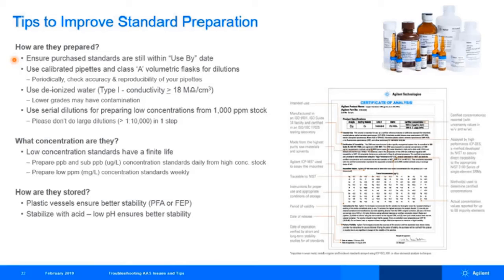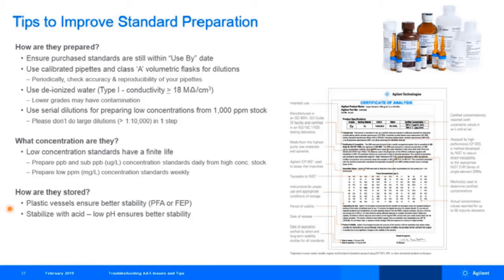Of course, we need to make sure that our standards are within their use-by date. We want to make sure that we're working with the best calibrated pipettes and grade A glassware to make sure that we can achieve the best accuracy. Are you periodically checking the accuracy of your pipettes? We also want to make sure that we're working with pure, deionized water, to ensure there's less chance of contamination. And of course, most importantly, we need to make sure that we work with serial dilution so that we can avoid introducing any large errors that are associated with doing a large dilution in one step.